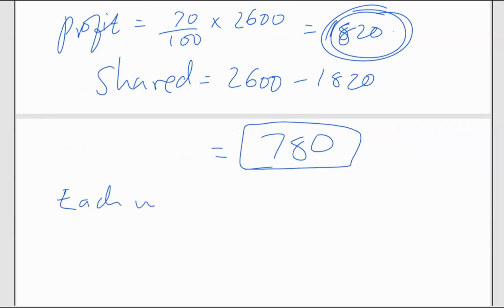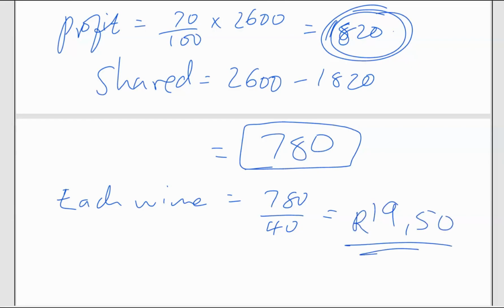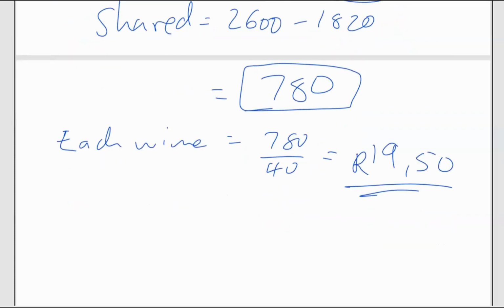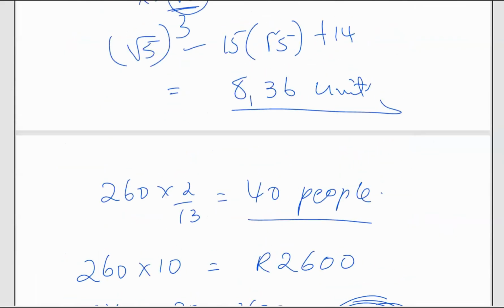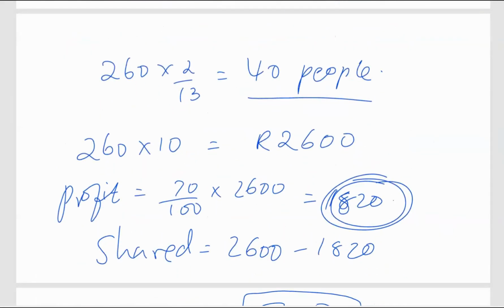So each winner is going to get 780 divided by 40, which means you can only get 19 rands and 50 cents. That's if you win, okay? So chances are high you may not even win anyway. So that is what the question is asking for: calculate the maximum amount the owner must pay out to each winner. So that is 1950 cents. So that is how the 6 marks would have been approached. Get the probability of winning, and then you take it from there.